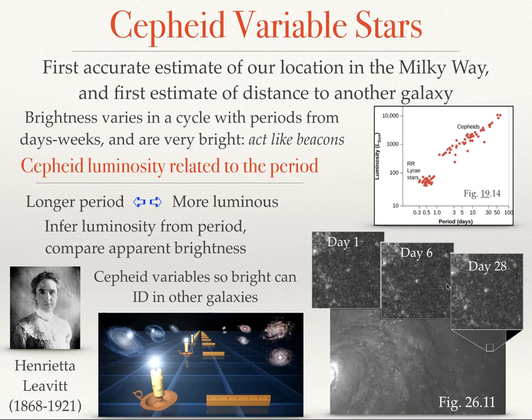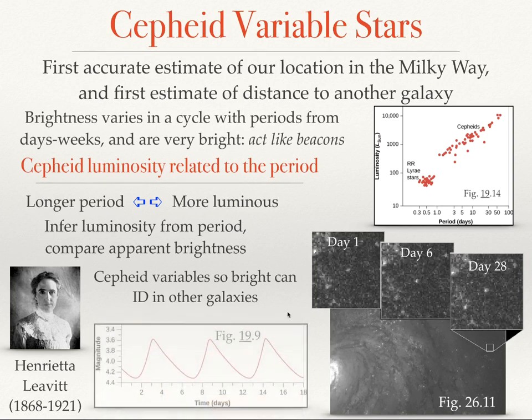One thing that is not so important for us, but I thought I would mention, is that if you plot the brightness of the star, the Cepheid, versus time, you get a variation because it is a variable star.